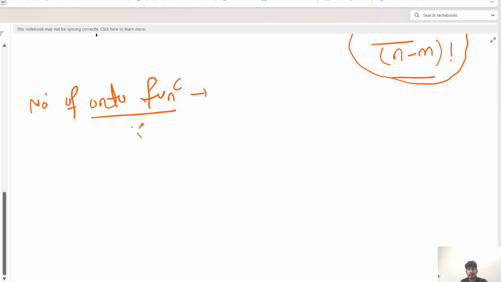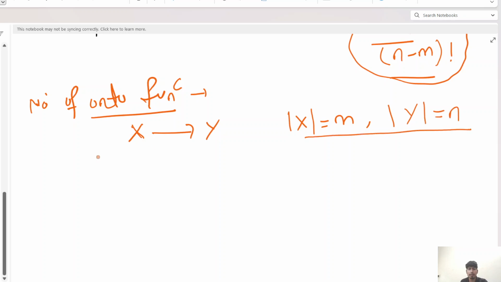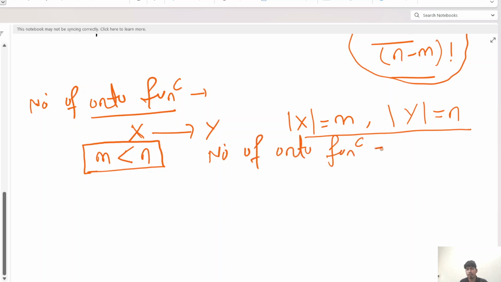Consider functions from x to y such that the cardinality of x is m and the cardinality of y is n. If m is less than n, then the number of onto functions is 0.